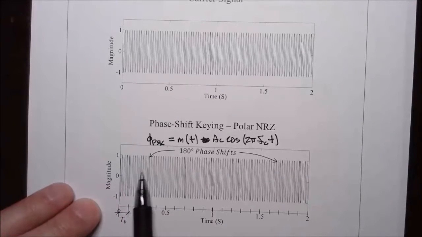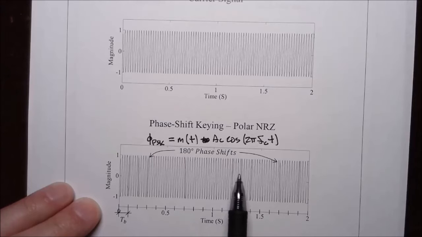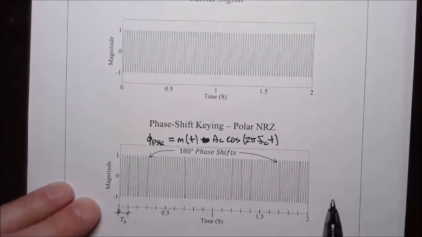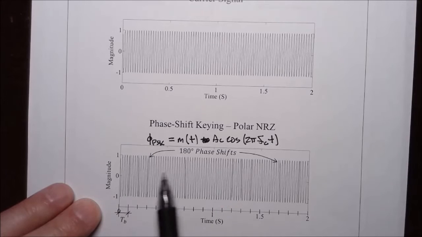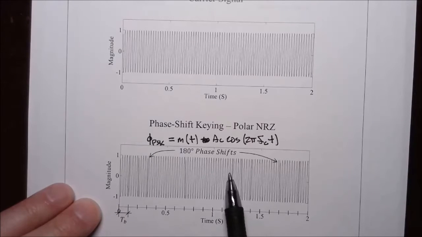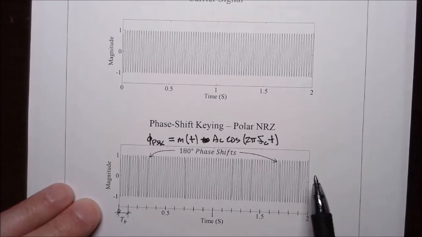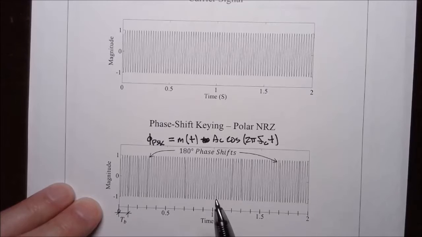Information from the binary signal is found in the timing of these 180 degree phase shifts. And you can see in the diagram where these phase shifts occur. It's kind of subtle, but you can clearly see this in the signal.